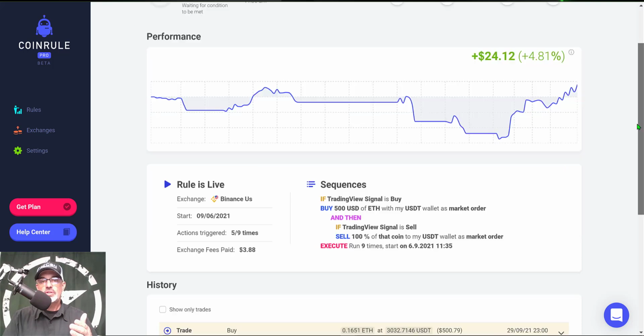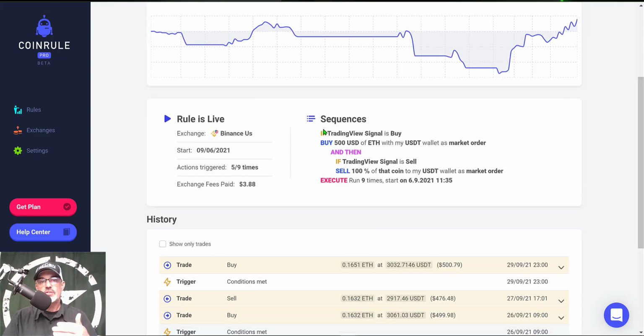Now if we scroll down, you can see the actual sequences of this strategy, and I built it basically if TradingView signal is buy, buy 500 USD of ETH with my USDT wallet as a market order, and then if TradingView signal is sell, sell 100% of that coin to my USDT wallet as a market order. I have it executing only 9 times. Again, this was a live fire test since it was a new strategy.